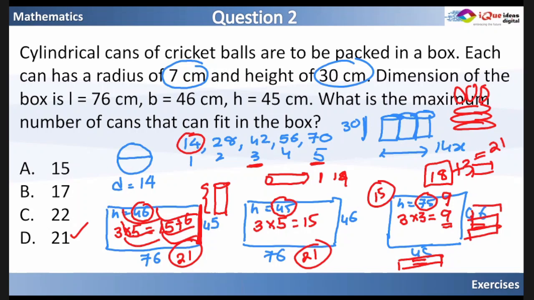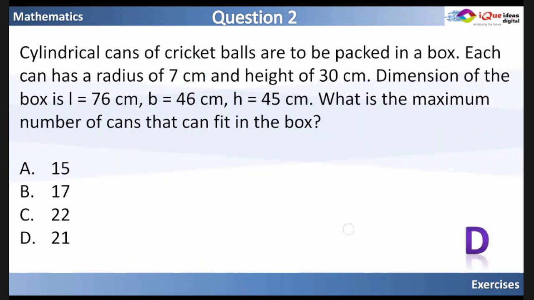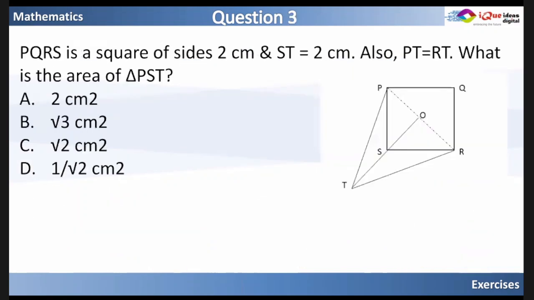Okay. So let's try the next one then. Interesting. Basic area and geometry. It says PQRS is a square of side 2 centimeters and ST is 2 centimeters and PT is equal to RT. You have to find the area of the triangle PST.